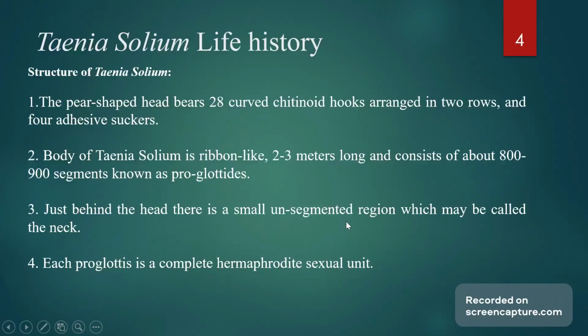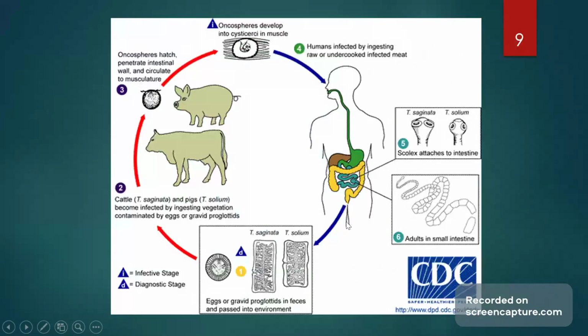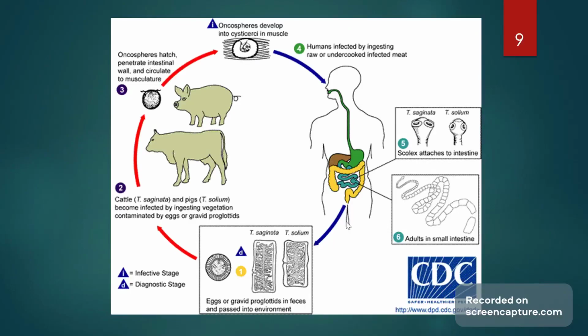Then the stage is known as the pig infection stage, where pigs ingest contaminated food or water directly or indirectly through human feces. Oncospheres hatch from eggs in the pig's intestine and penetrate the intestinal wall. Larvae migrate to various tissues forming cysticercus larvae.